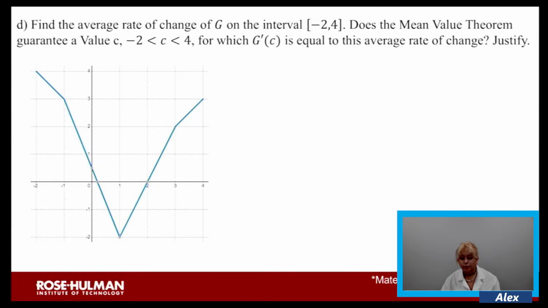For part D, find the average rate of change of g on the interval -2 to 4. Does the mean value theorem guarantee a value c on the interval of -2 is less than c is less than 4, for which g prime of c is equal to this average rate of change? Justify. So the mean value theorem has different conditions that you need in order to satisfy it. So your interval is from A to B. A needs to be less than C, which is less than B, so that is satisfied.